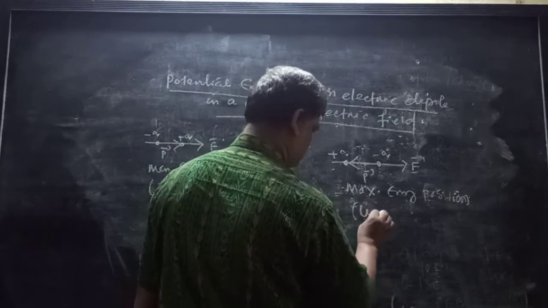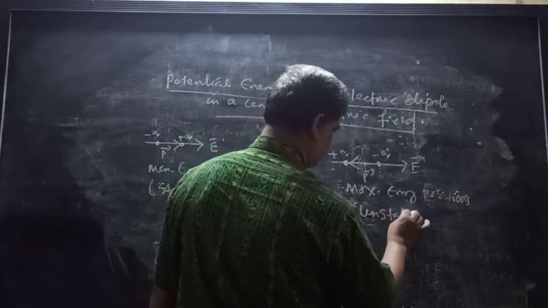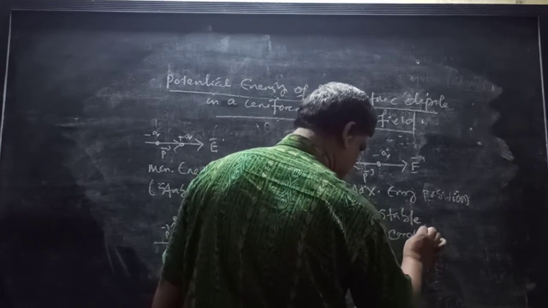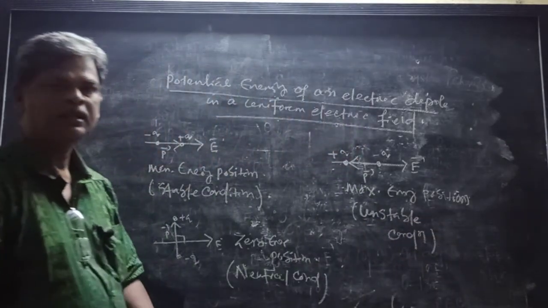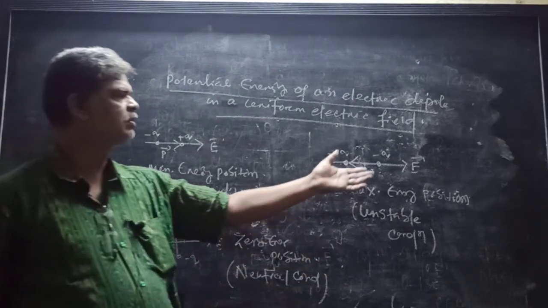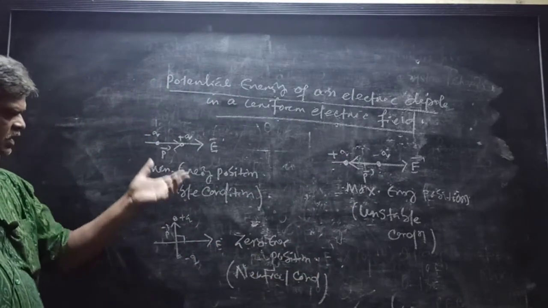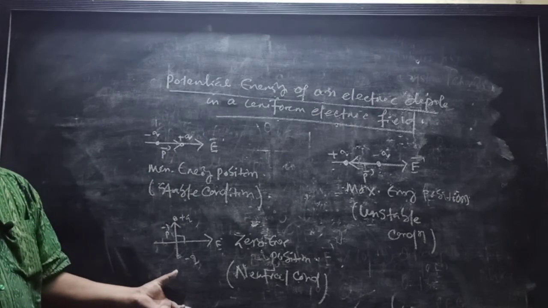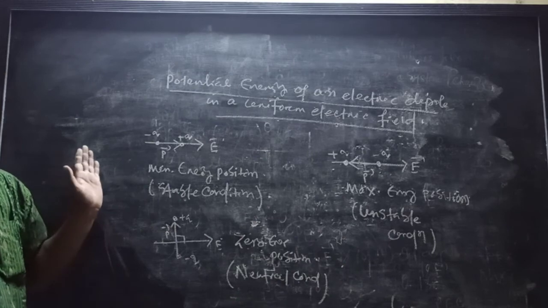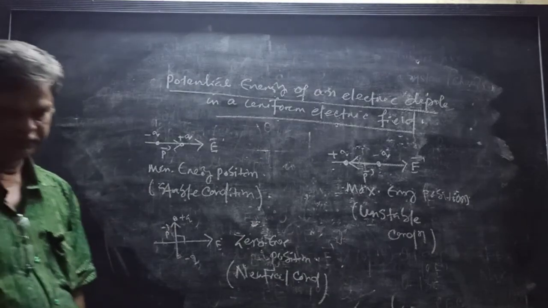This is your unstable condition because here the energy is more. If a system has more energy then it is an unstable condition. Clear? This is the unstable condition, this is the stable condition and this is the neutral condition of the dipole when it is placed in a uniform electric field. Clear? Thank you.